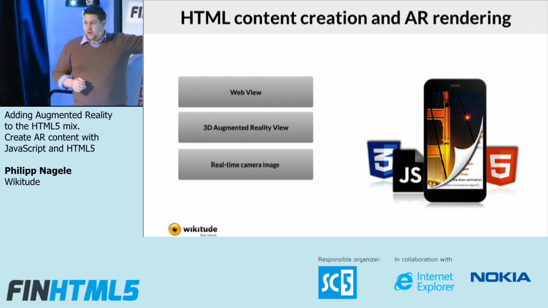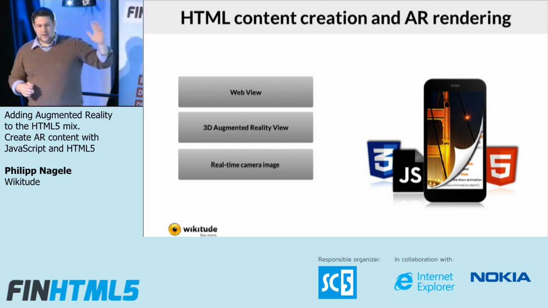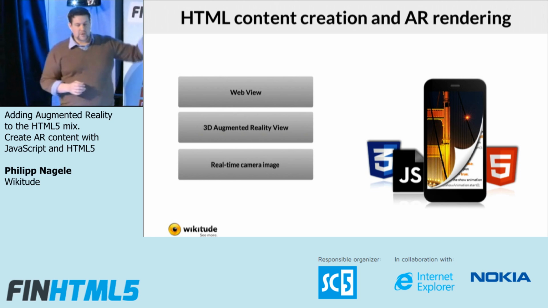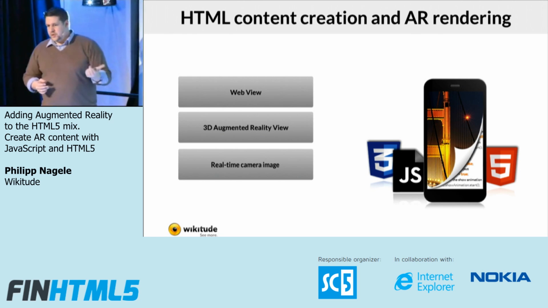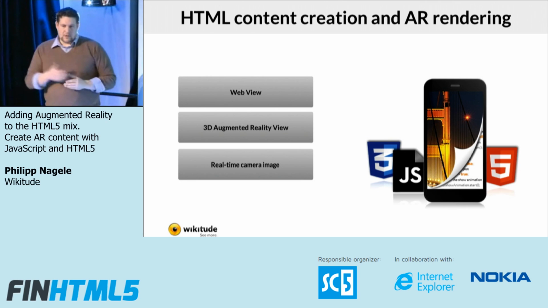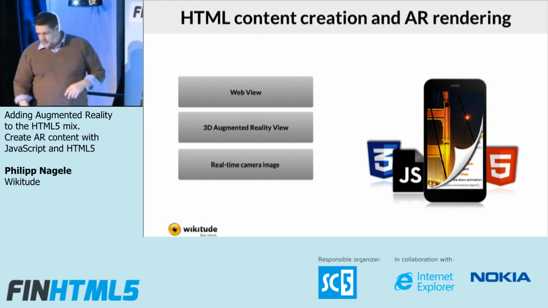I guess most of you are familiar with a web view. That's the standard mobile web view. You can develop anything. If it runs on a mobile phone, it will run here as well. The 3D augmented reality view, that's where the JavaScript API comes in. You're injecting all your data and application into that JavaScript API and controlling that AR view.